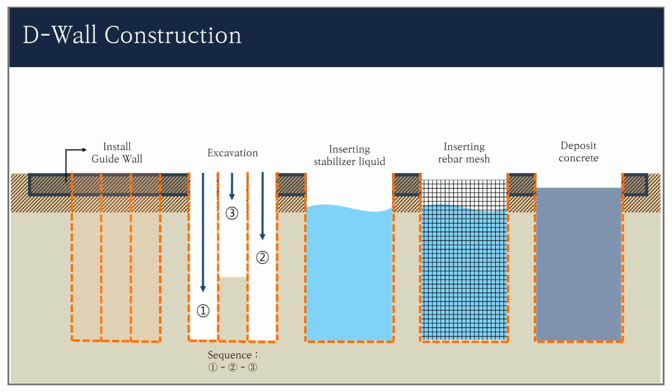If excavating in the order of 1 to 3 to 2, the left side will have a low friction and the right side will have a high friction, which will increase the probability of machine error. And insert stabilizer key. This prevents collapse of the excavation wall. And insert rebar mesh and deposit concrete.